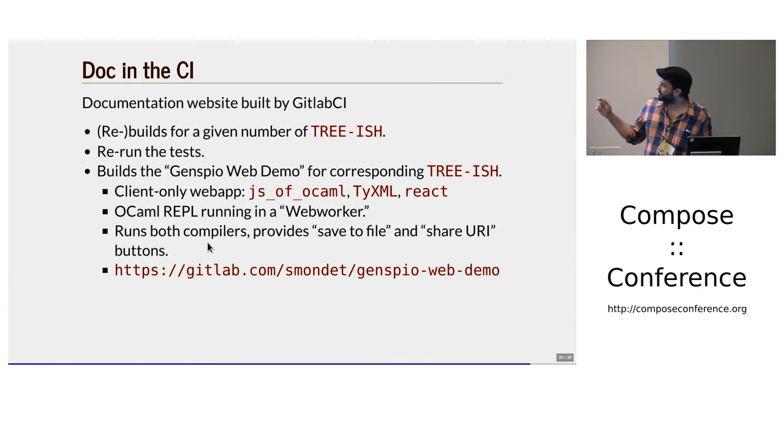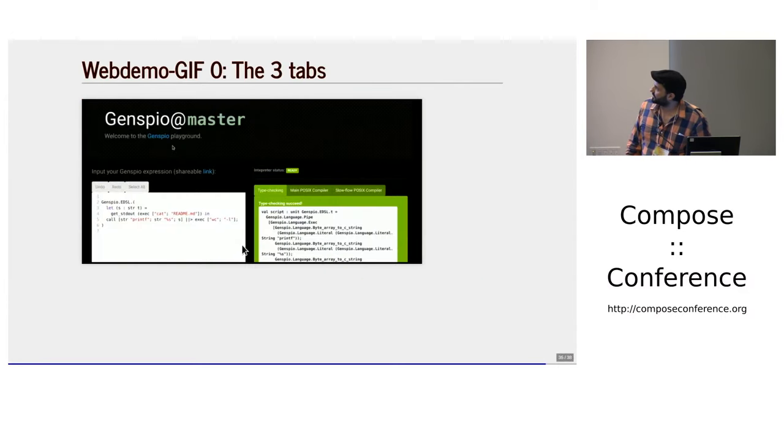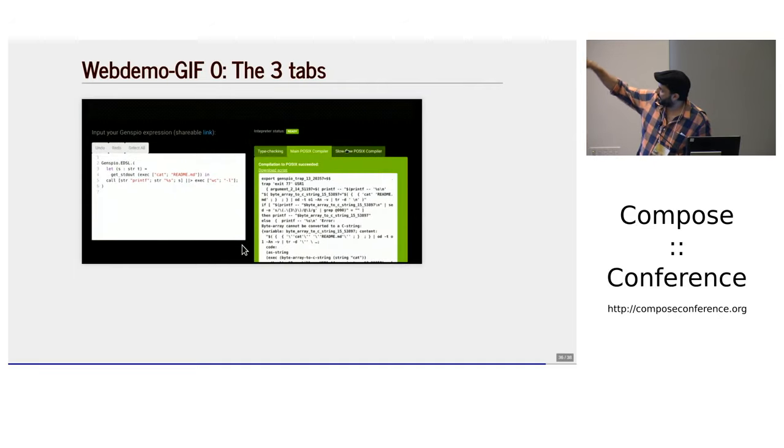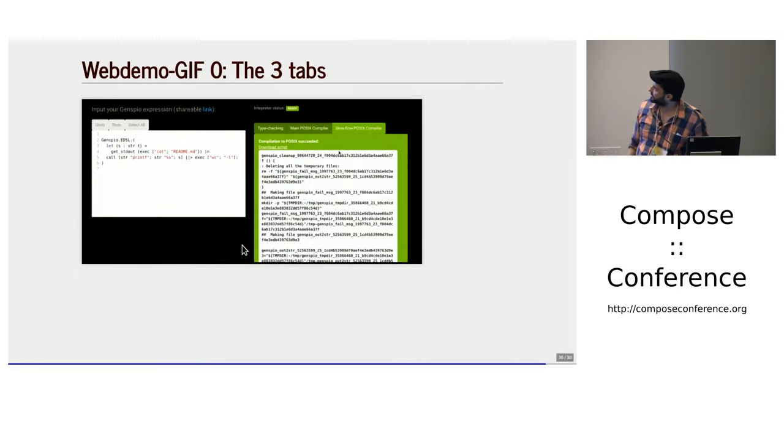You can even download the output scripts and share. There is a share button. You can make that huge URL, your URI, with your script and give it to your friend. The source is there. That's how it looks. You have the text editor on the left and the output of the compilers and of the type checking.